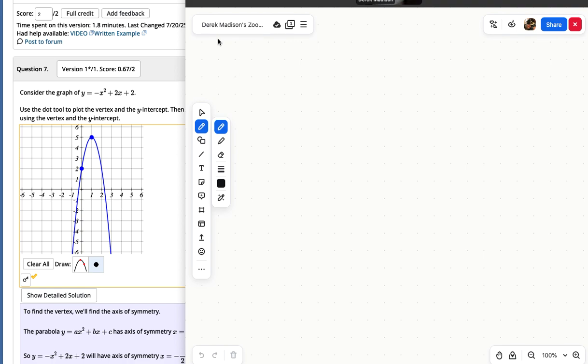Hey everybody, okay, let's take a look. There's a couple of ways we can do this. y equals negative x squared plus 2x plus 2.